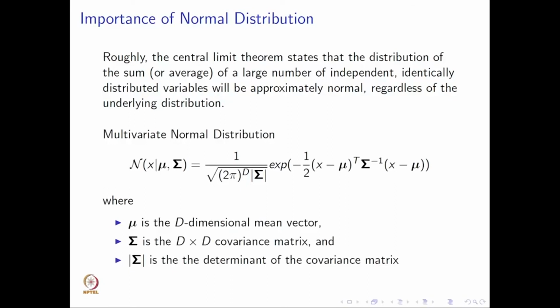Also, in the machine learning course, we will be often using the normal distribution in its multivariate form. Here we have presented the expression of the multivariate normal distribution, where mu is the d-dimensional mean vector and sigma is the d cross d covariance matrix.